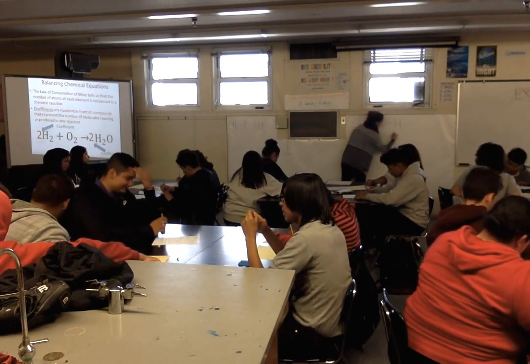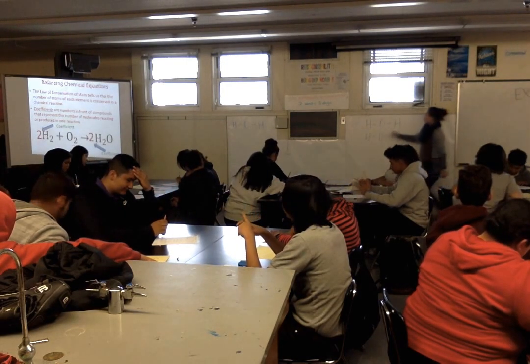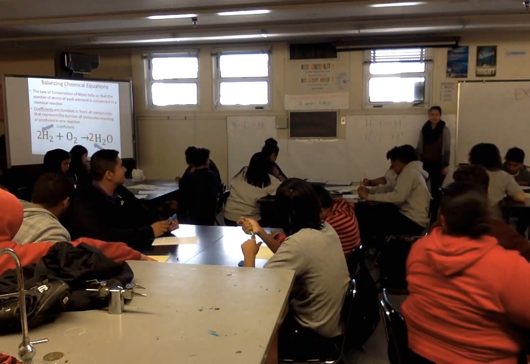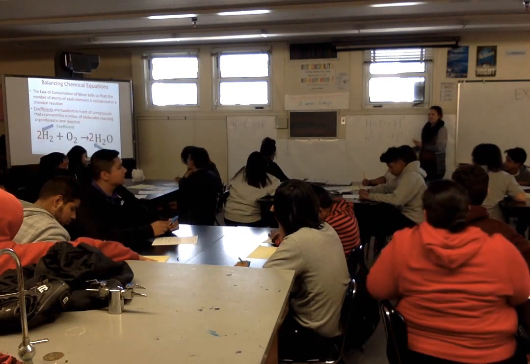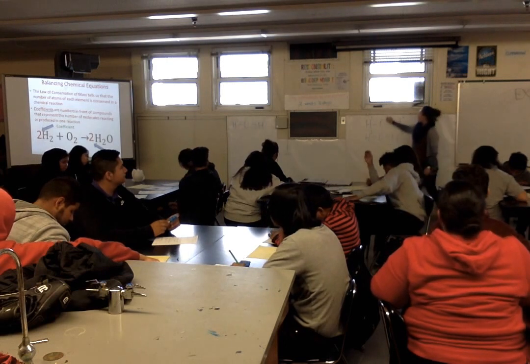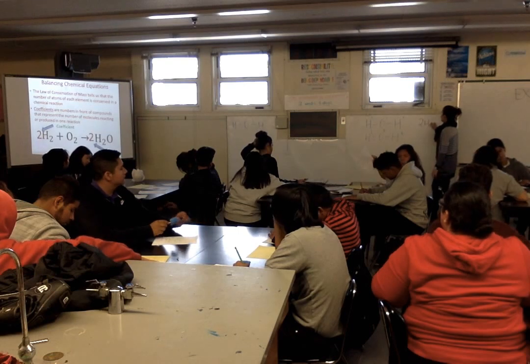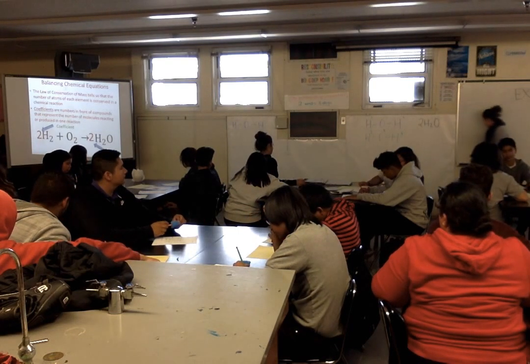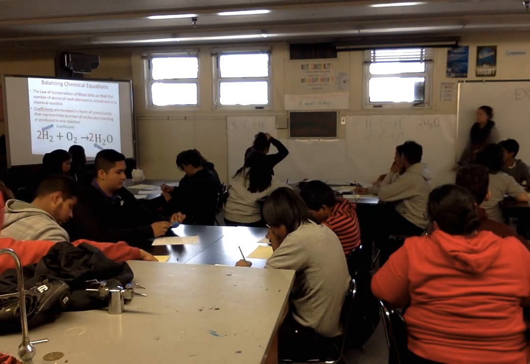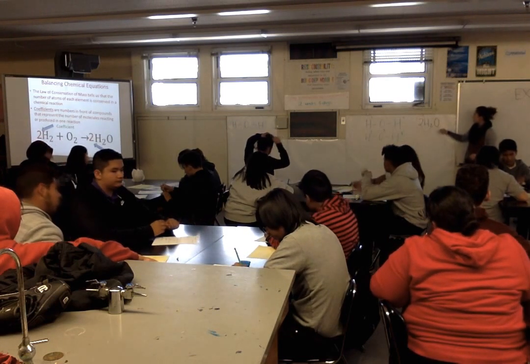So how many hydrogens do I have? 4. Right? I have 1, 2, 3, and 4. How many oxygens do I have? 2. Right? An easier way to do it so you don't have to draw it out each time is that it's going to be the coefficient times the subscript. And remember, if there's no subscript written, it's a 1.